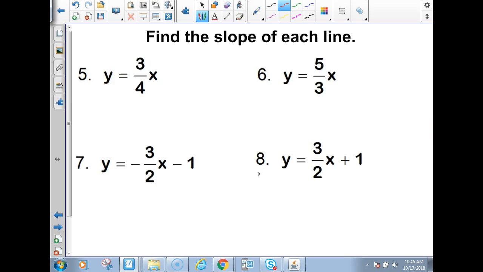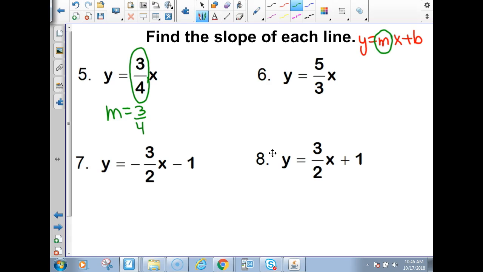Now, the slope of each line, that's saying, wait, I don't have a line to look at. Well, we need to know this format. Y equals M times X plus B. M is the coefficient of the X term. It does not include the X. So if you write down that the slope is 3/4 X, that's incorrect. It's just that the slope is in front of the X. So this one has a slope of 3/4.